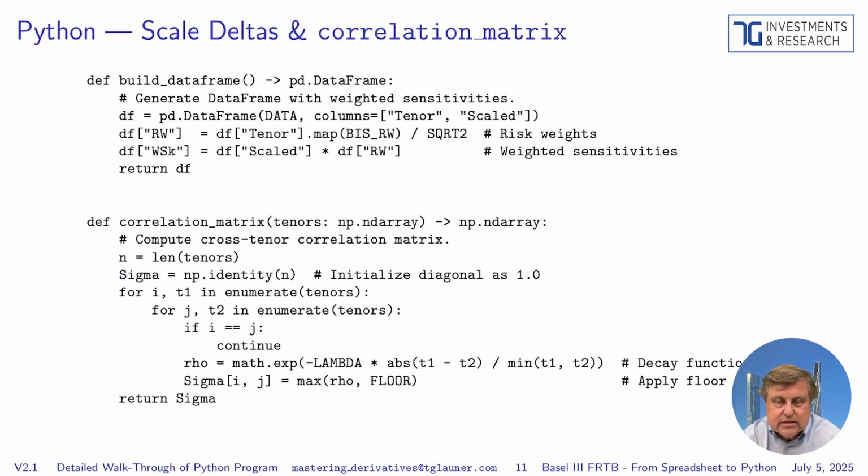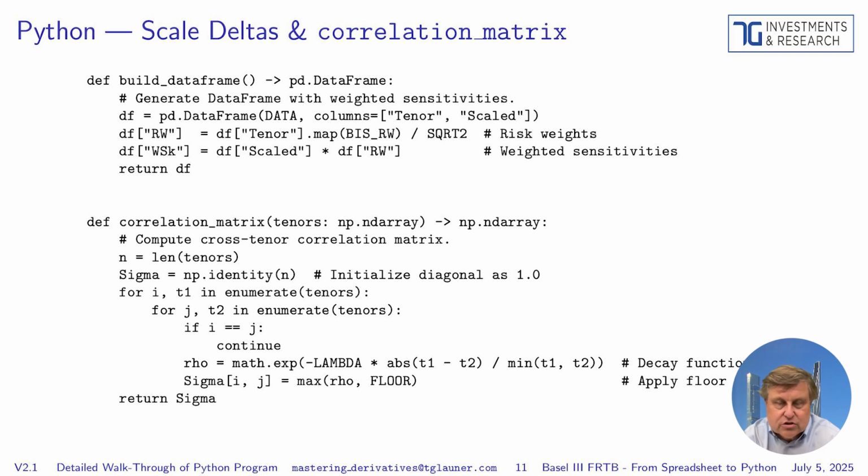This slide presents the two Python functions just described. The first function, build data frame, creates a pandas data frame containing weighted sensitivities. It starts by generating a data frame from the input data with columns for tenor and scale values. It then maps each tenor to its corresponding risk weight, adjusting by dividing by the square root of 2. The function then multiplies the scaled value by its risk weight to compute the weighted sensitivity for each row.